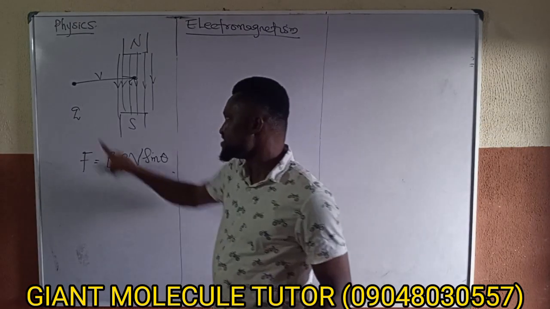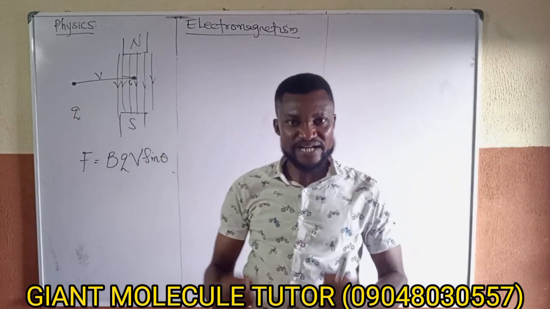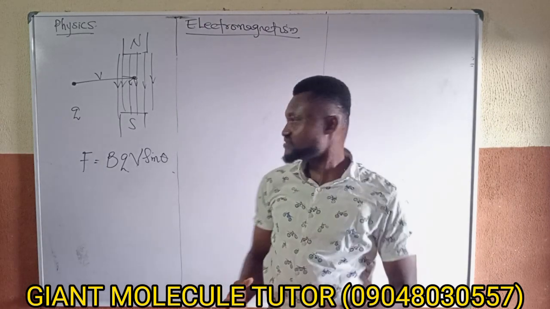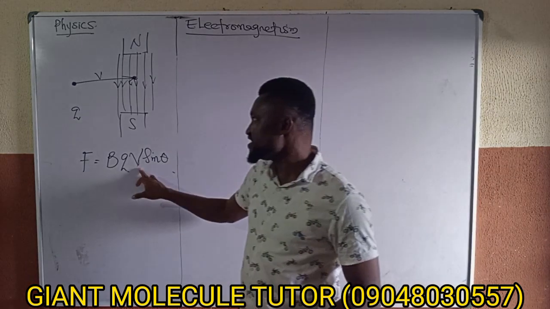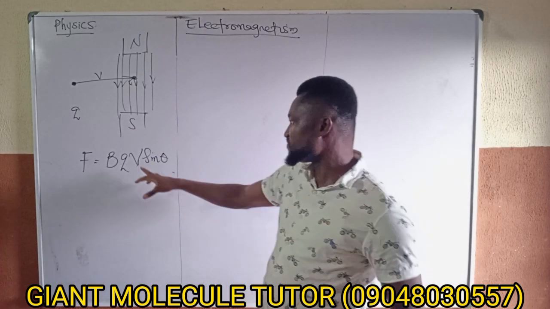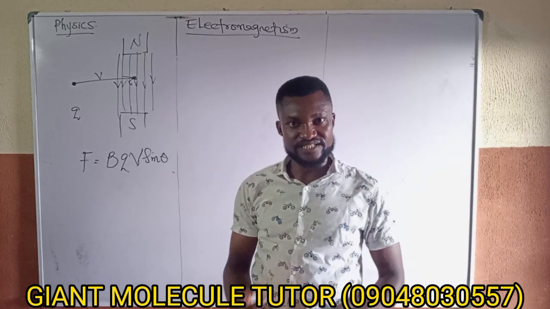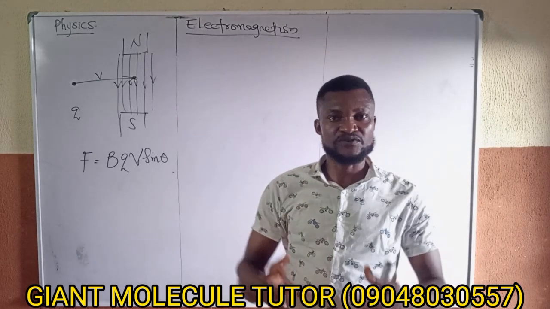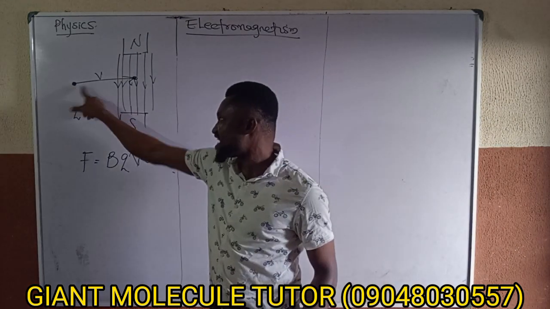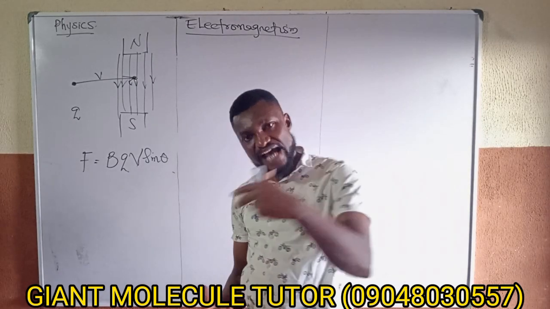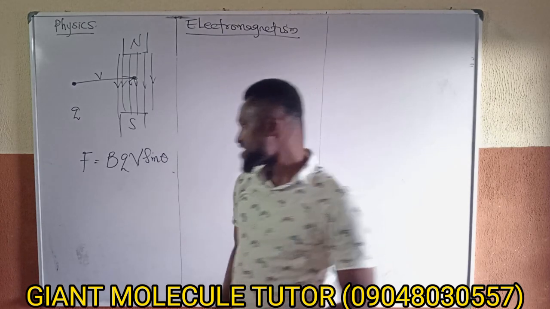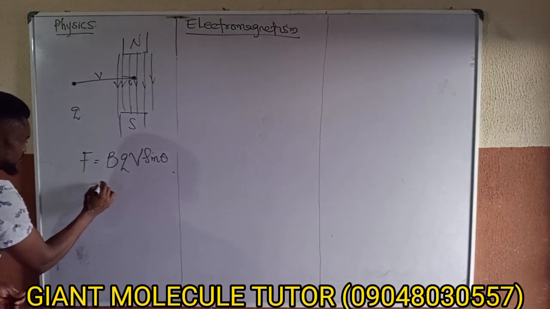Now, Q is the charge, the magnitude of the charge itself. The higher the magnitude of the charge, the higher the force that will be produced. Then V is the speed at which the charge moves into the field. If the speed is high, then there will be what? A large force that will be generated. Then theta is the angle at which this very charge enters the field. It might enter with an angle of 90, below 90, 0. So think about theta being equal to 0.